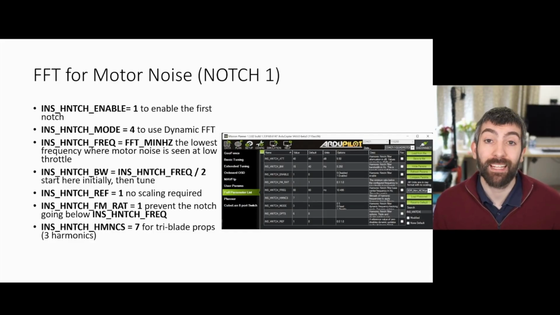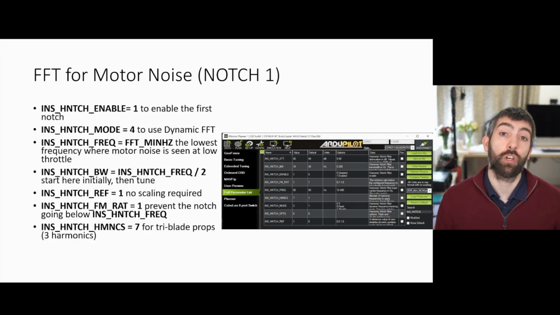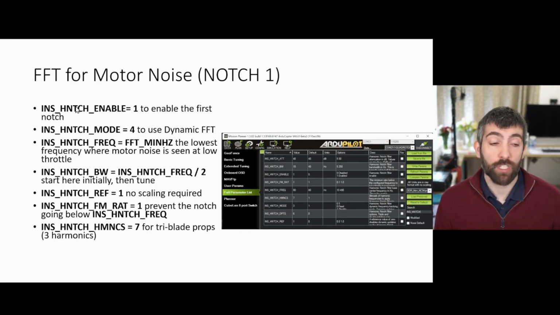Once you've enabled and set up the FFT engine, it's time to look at the harmonic notches. And for motor noise, we're going to use the first bank of harmonic notches. So INS_HNTCH_ENABLE equals 1 to enable the first bank of harmonic notches. You can set INS_HNTCH_MODE equals 4. That will use the output from the FFT engine to drive the location of the notch.